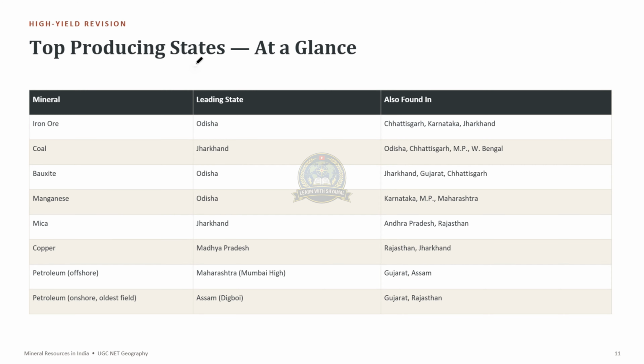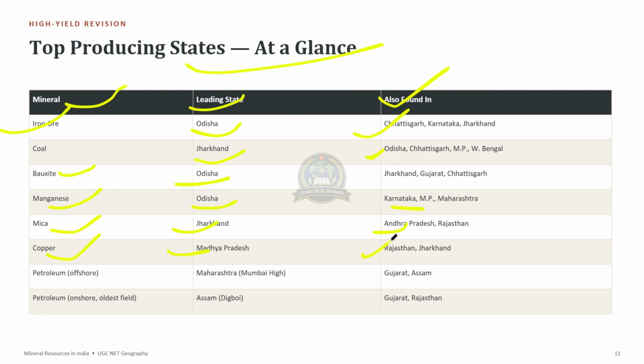Top producing states at a glance. Mineral and leading state: iron ore, leading state Orissa, also found in Chhattisgarh, Karnataka and Jharkhand. Coal: Jharkhand, Orissa, Chhattisgarh, Madhya Pradesh and West Bengal. Bauxite: Orissa, Jharkhand, Gujarat and Chhattisgarh. Manganese: Orissa, Karnataka, Madhya Pradesh and Maharashtra. Mica: Jharkhand, Andhra Pradesh and Rajasthan. Copper: Madhya Pradesh, Rajasthan and Jharkhand.